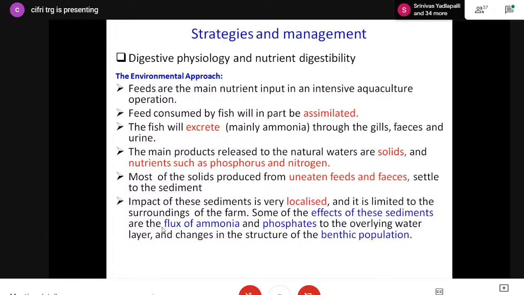And these sediments will lead to flux of ammonia and phosphates in the overlying water. And when this fecal matter and unconsumed food get deposited at the bottom, the bottom biota will be changed. That gives some indication. If the bottom biota is changed, that means there is a deterioration of the sediment quality. That's why we look at whether there is a change in the benthic population.